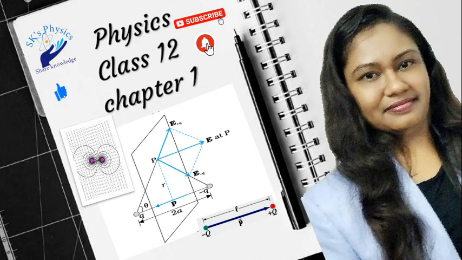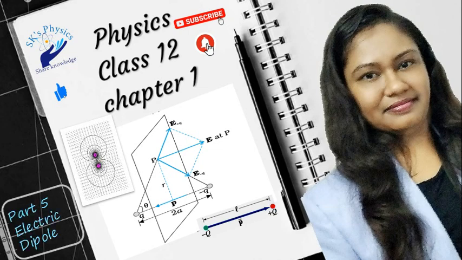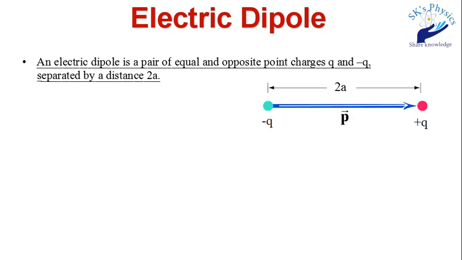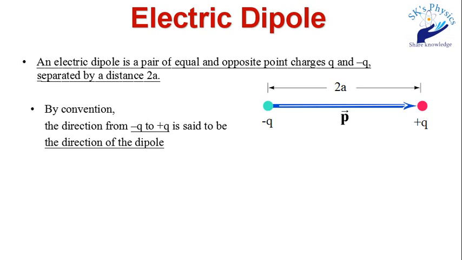Today's topic is electric dipole. An electric dipole is a pair of equal and opposite point charges q and minus q separated by a distance 2a. Here the distance between positive and negative charge is 2a. By convention, the direction from minus q to plus q is said to be the direction of dipole.